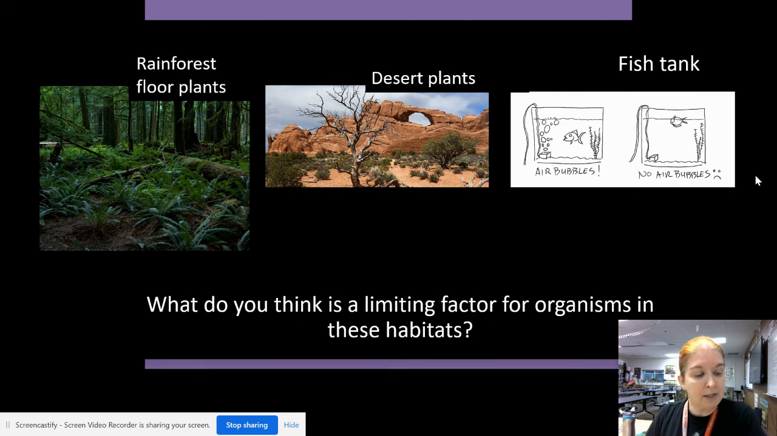All right, so the next one says fish tank. What would the limiting factor for this one be? Air bubbles were happy, no air bubbles were sad. So fish tanks, usually if they don't have enough oxygen, the fish will die, which is why having a bubbler in there can help keep your fish much happier. Desert plants, water, and rainforest floor plants. What do you guys think about that one? Sunlight. Because they're on the floor and there's this huge canopy above, it's often hard for enough sun to get down to these plants. So that would be their limiting factor.